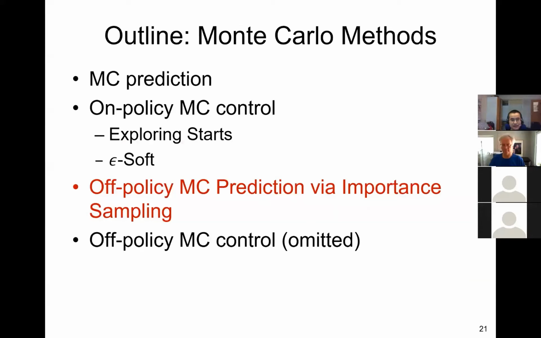So that's on policy MC control. Now we move to off policy MC prediction. Off policy MC control is omitted due to time constraints.